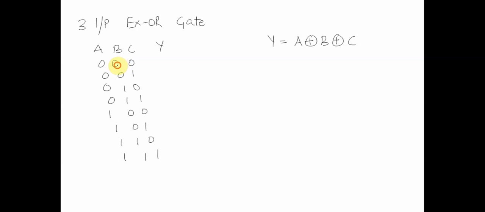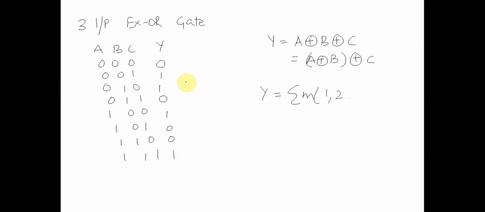This will be the same as A XOR with B, using associativity and commutativity, right? And 0 XOR with 0 is 0, and the output 0 of this should be XORed with C, which is again 0. 0 XORed with 0 is 0, and then XORed with 1, 0 and 1 is 1. Similarly, this is 1. 0 XORed with 1 is 1, 1 XORed with 1 is 0. This is 1, this is 0, this is 0, and then this is 1. Right? So basically what I can say, Y is equal to summation of M of 1, 2, 4 and 7.